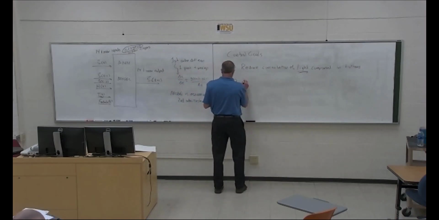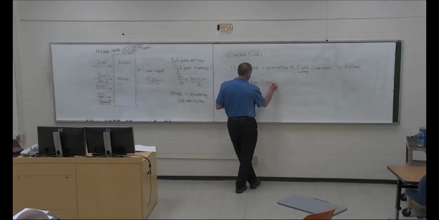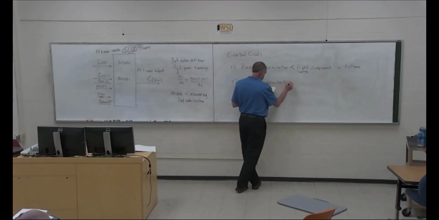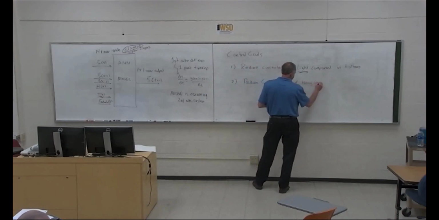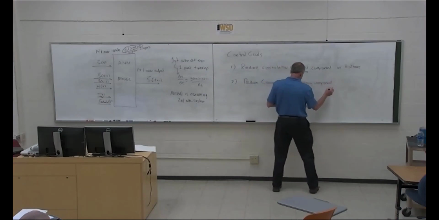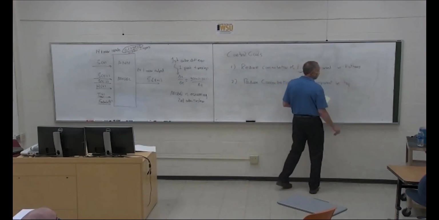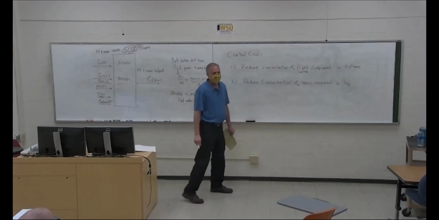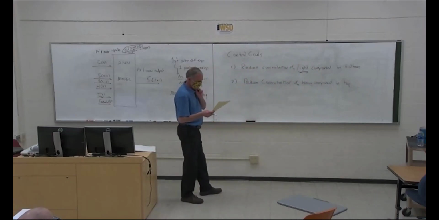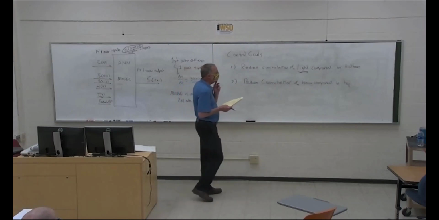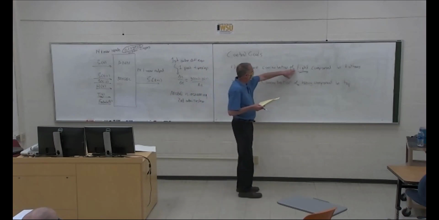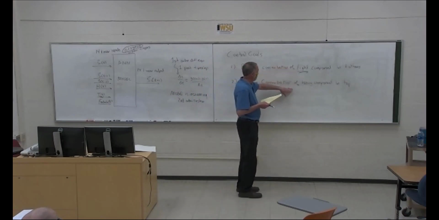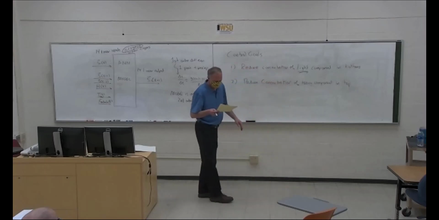So reduce concentration of the heavy component in the top. Because you want mostly light up there, so let's get rid of all the heavy. So if you're doing the alcohol thing, the alcohol tends to boil at a lower temperature than the water. And so you'd want to reduce the amount of that in the bottom and reduce the water in the top. Better concentration.